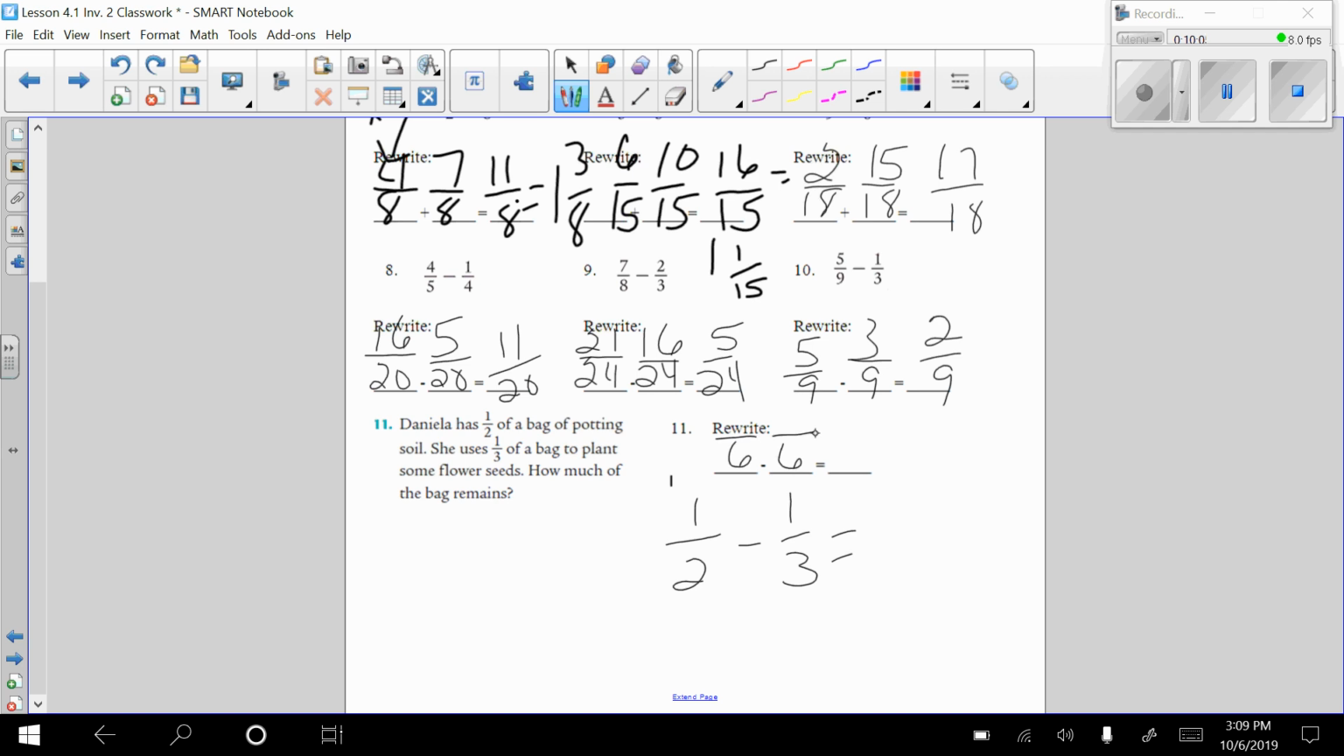What did I do to 2 to get to 6? I multiplied by 3. 1 times 3 is 3. What did I do to 3 to get to 6? Multiplied by 2. 2 times 1 is 2. And if I subtract, I have 1/6 of the potting soil left over.